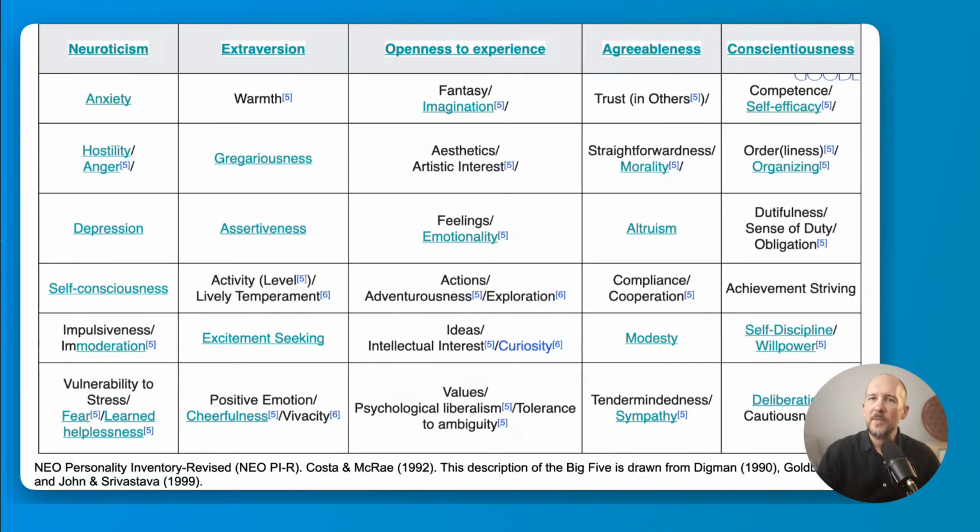What are they like in terms of self-discipline, willpower? Will they follow through with what they tell you that they're going to do? And how deliberate or cautious do they prefer to be? Again, these are all dimensions where we can observe and manage differences.